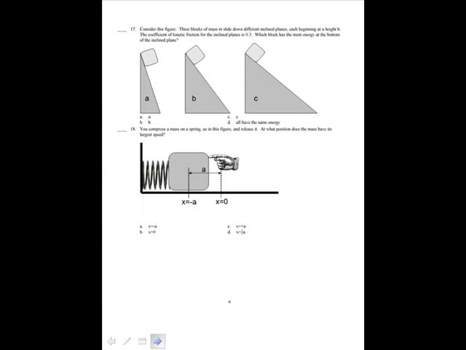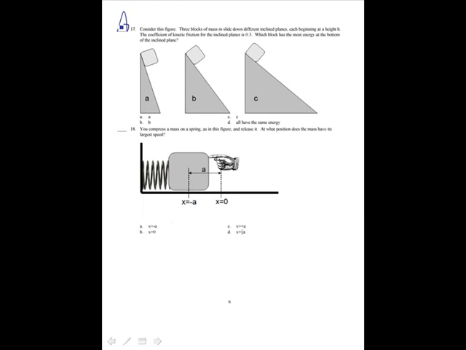Because we have friction, and friction is not a conservative force, energy is being lost on the longer path. So the block with the shortest path will have the most energy because it lost the least amount of energy to friction. So the answer is A for number 17.